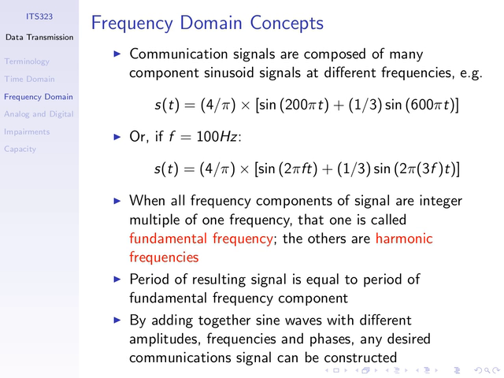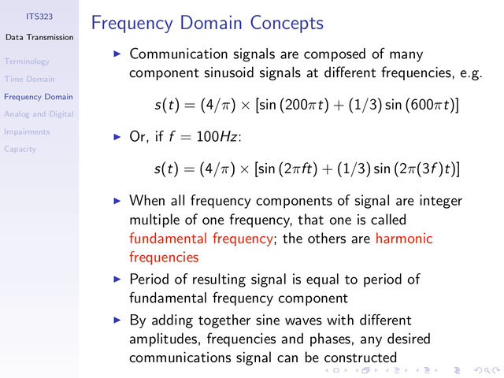Let's generalize this a little bit. Instead of saying f equals 100 in this case and 300 here, we could write a general equation like this: 4 divided by pi, all multiplied by sine 2 pi ft, that's our normal format, plus 1/3 sine 2 pi 3ft. If f is 100, then this is 2 pi times 100t, and this is 2 pi times 300t, 3 times f.